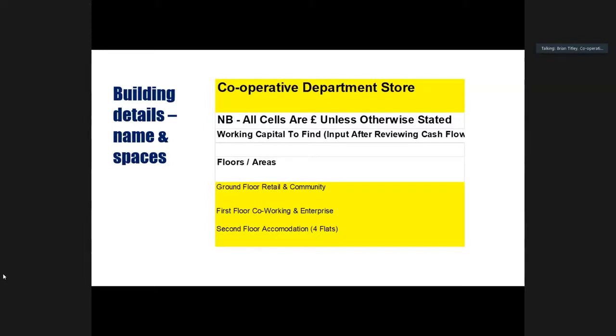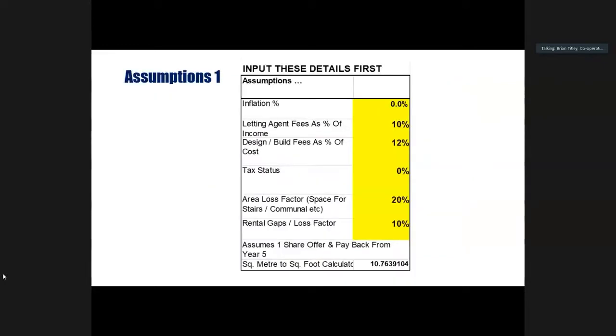So working around with the inputs, we have cooperative department store, the floors and areas. You can specify what you want to be in there as your area. There's an ability to put 3 different types of spaces in there, and here's got 3 different types of things within that.